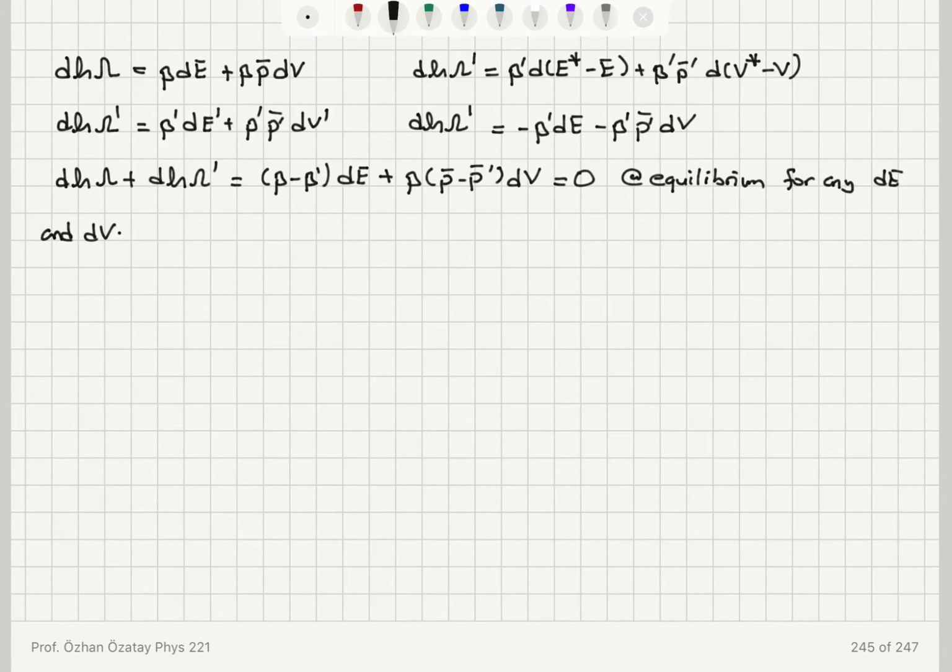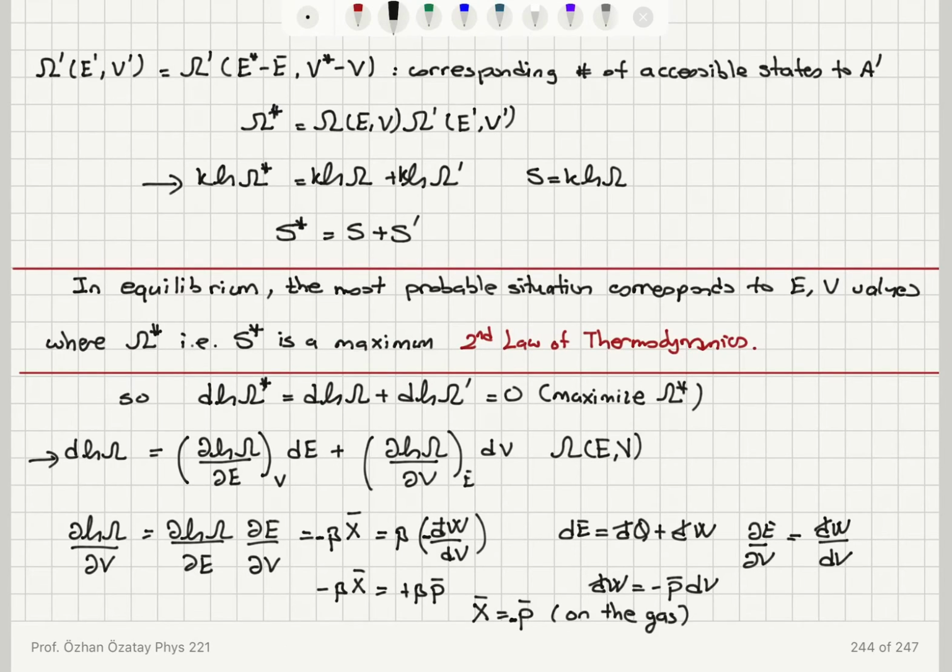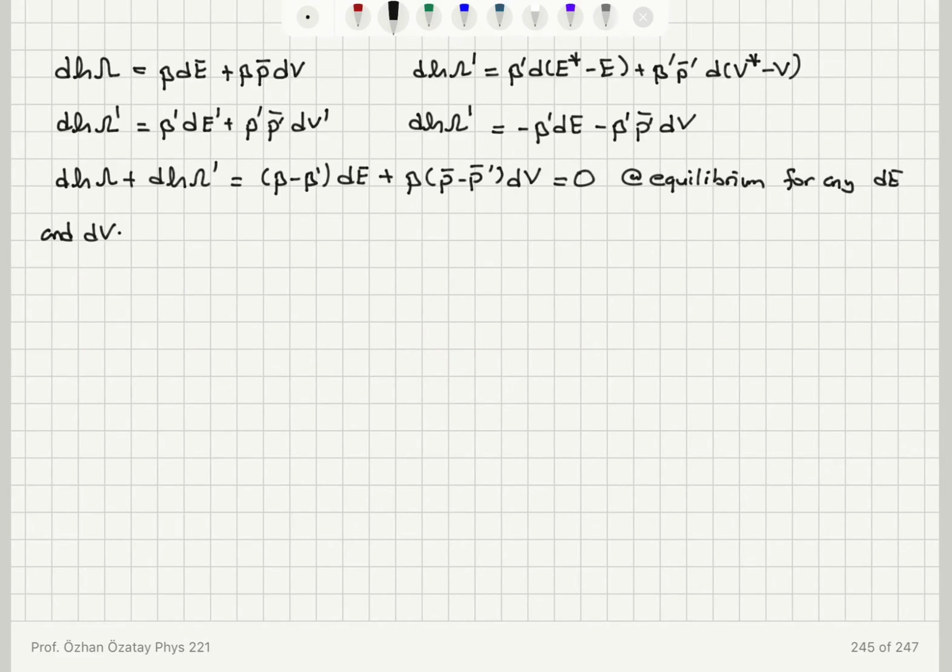So this is basically the extremum point in the number of accessible states, omega star. That comes from maximizing omega star, and that implies we have two conclusions. Beta must be equal to beta prime and P must be equal to P prime, or we can write that the absolute temperatures of the two systems must be the same.